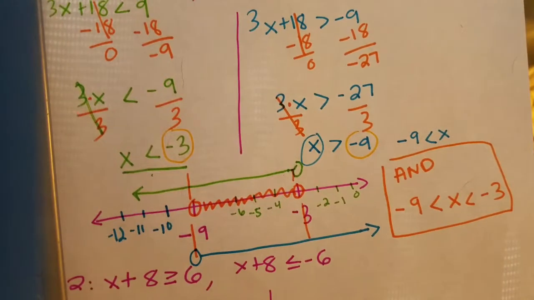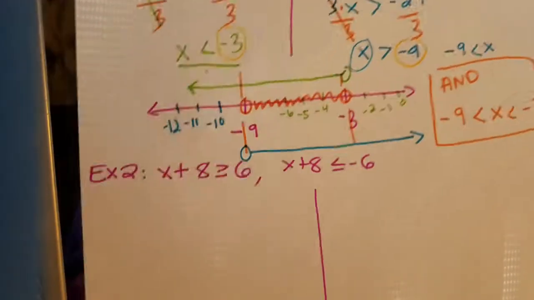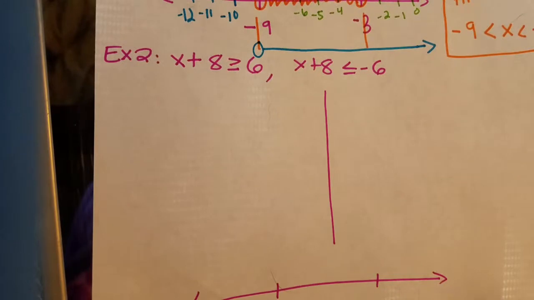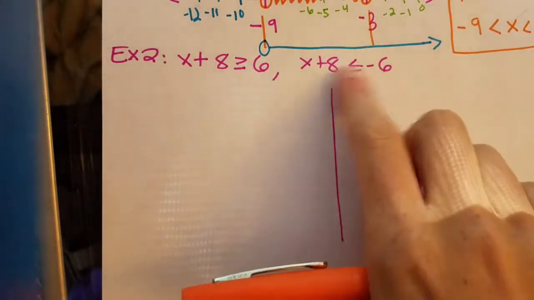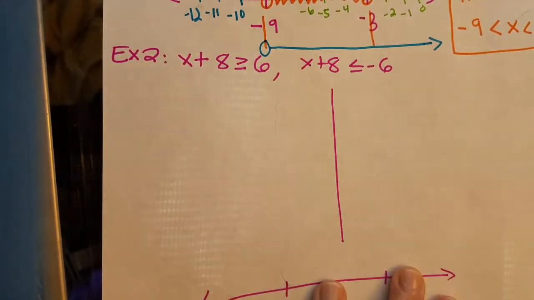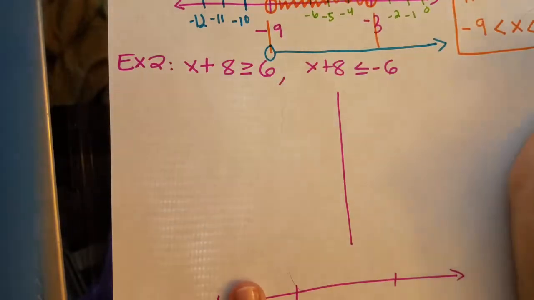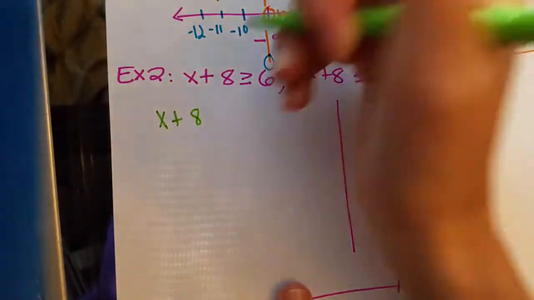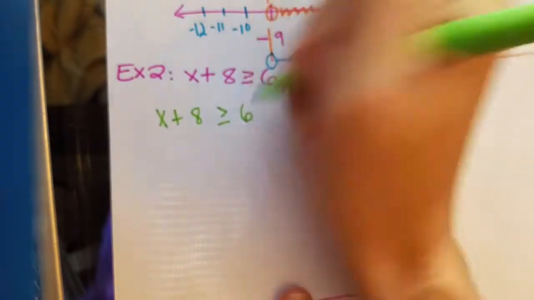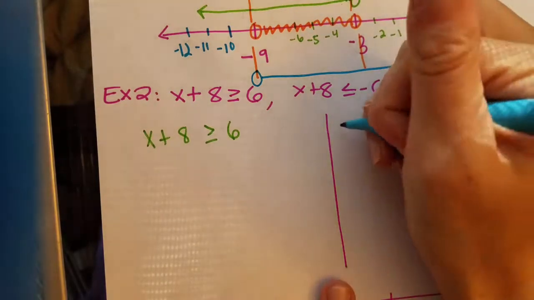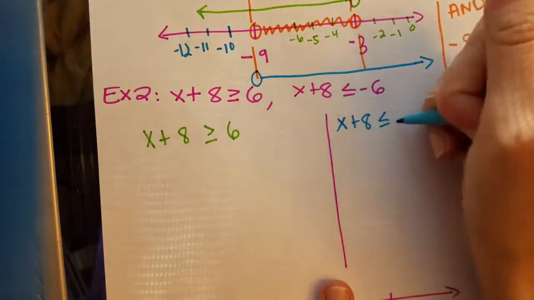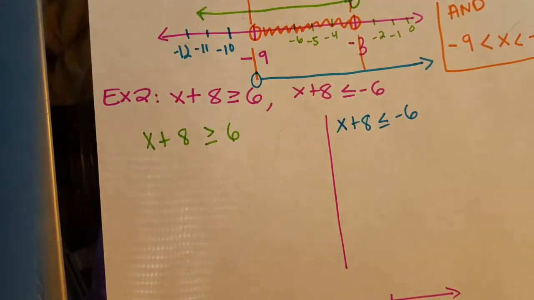Wasn't that exciting? So now we are going to do the same thing except with a different scenario. On this one, same idea as before. We're going to start by writing each of these on each side of my line to keep things organized. And like before, I'm going to do them in different colors to help you see the problem a little better. So we have x plus 8 is greater than or equal to 6, and x plus 8 is less than or equal to -6.